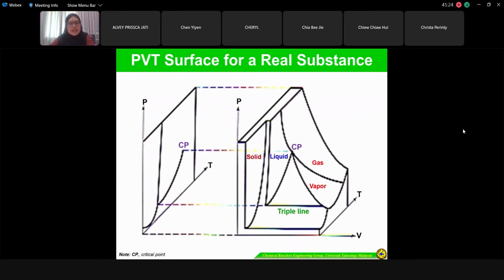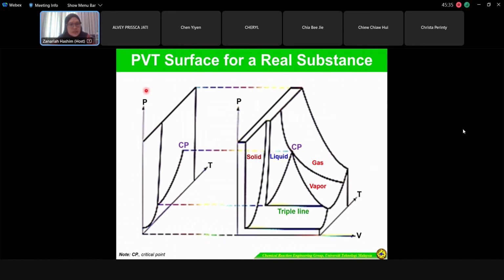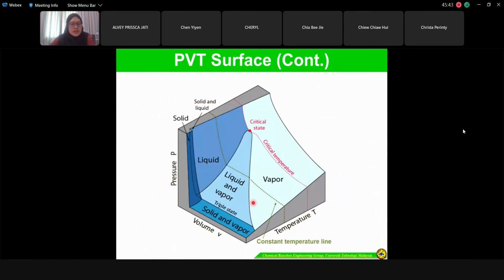This is just what happens if you draw the PVT diagram in 3 dimensions. You have the pressure, temperature, and also the specific or the molar volume. You can see that the lines on the PT diagram can become regions on the PV diagram.